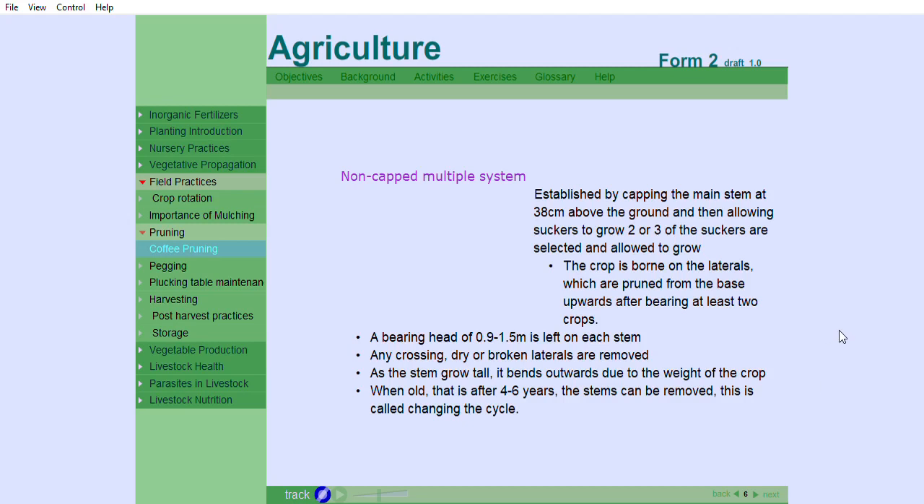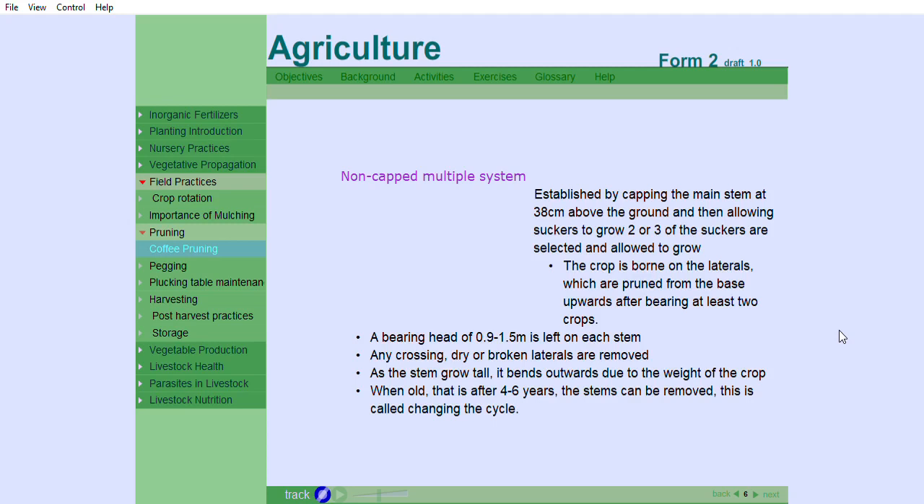Non-capped multiple system is established by capping the main stem at 38 centimeters above the ground and then allowing suckers to grow. 2 or 3 of the suckers are selected and allowed to grow. The crop is borne on the laterals, which are pruned from the base upwards after bearing at least 2 crops. A bearing head of 0.9 to 1.5 meters is left on each stem. Any crossing, dry, or broken laterals are removed.